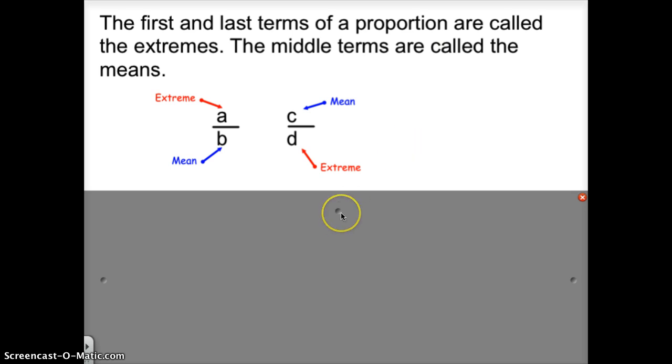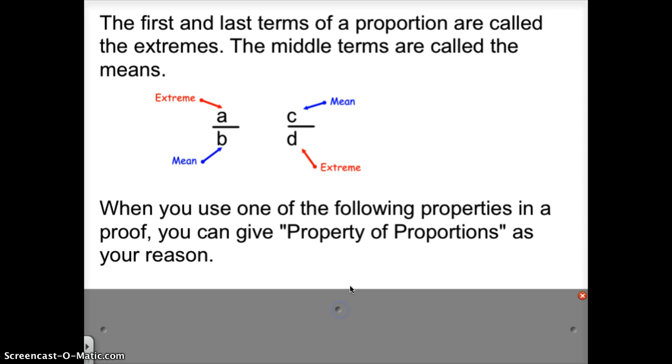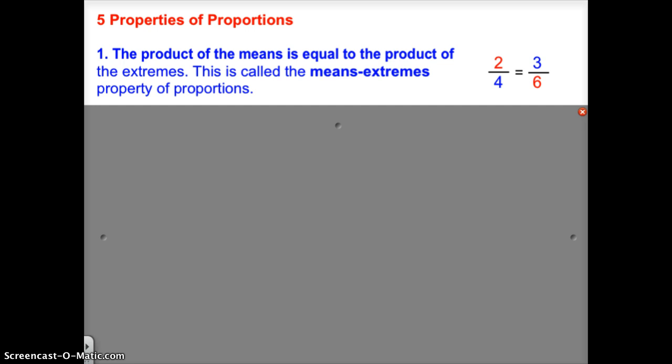When the two ratios are equivalent, we're going to start talking about what that proportion would look like. If you're using it in a proof and you want to ensure that the ratio of A to B is equal to the ratio of C to D somehow, you can just simply state the property of proportions exists. There are 5 properties of proportions.